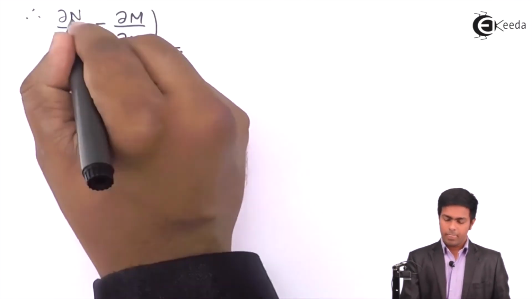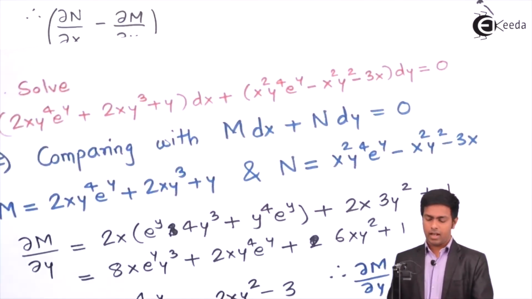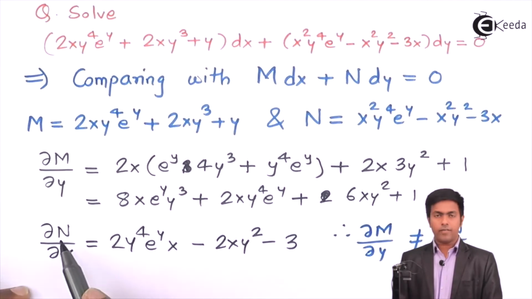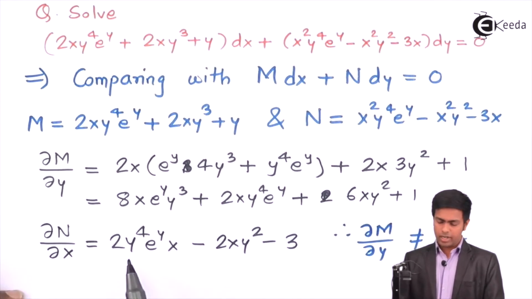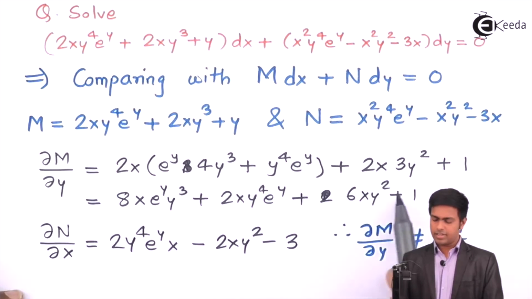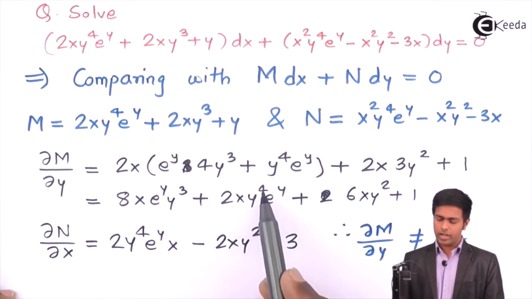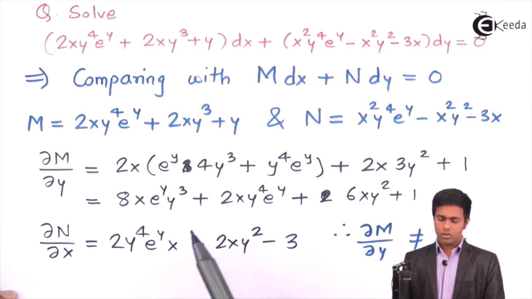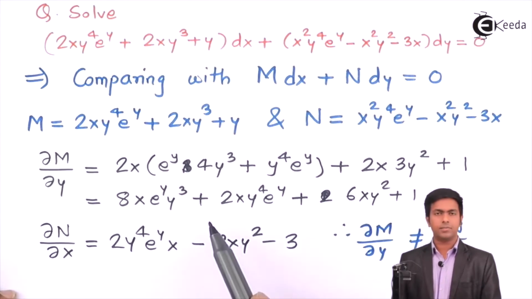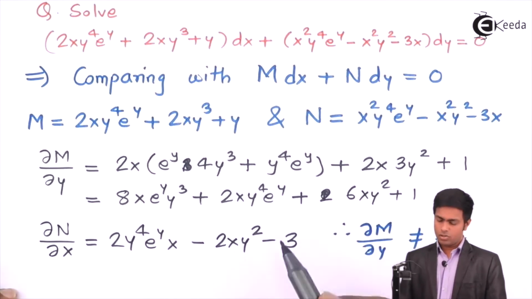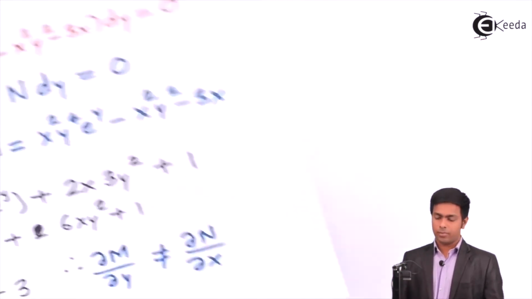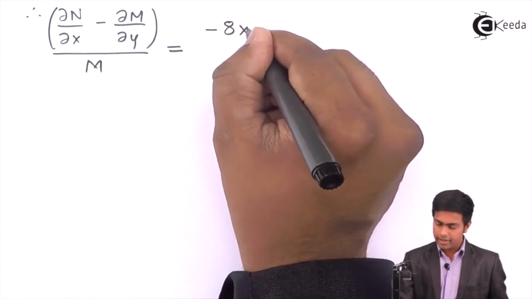So guys, now let's check the answer. Here the value of ∂N/∂x is this minus this value. You can observe that 2xy^4 e^y minus this value, so here also we have 2xy^4 e^y. The values are the same, so if I subtract them, they cancel. Next, minus 2xy², and this will become negative, so minus 6xy², that will become minus 8xy².